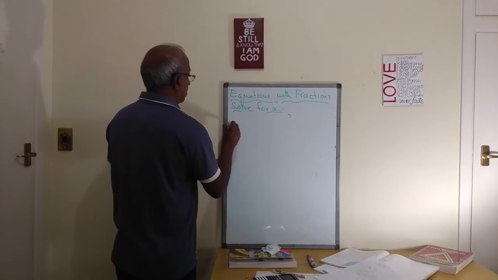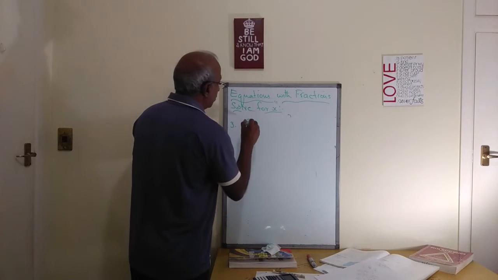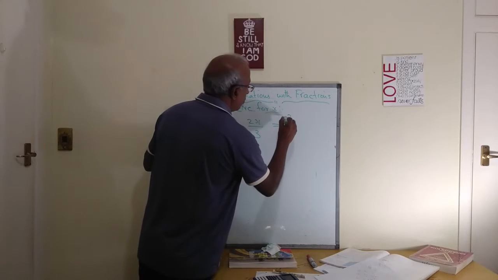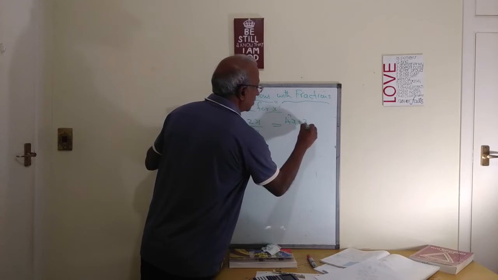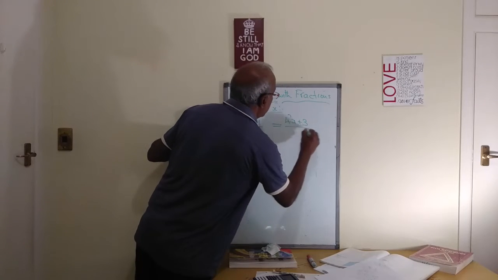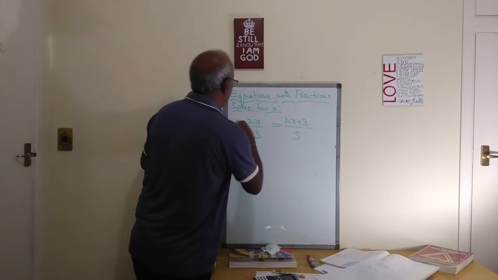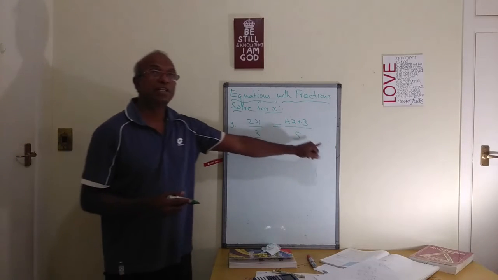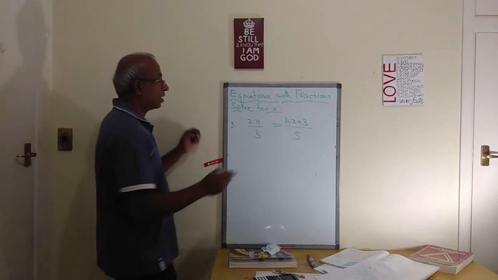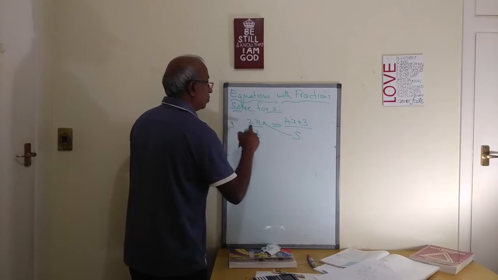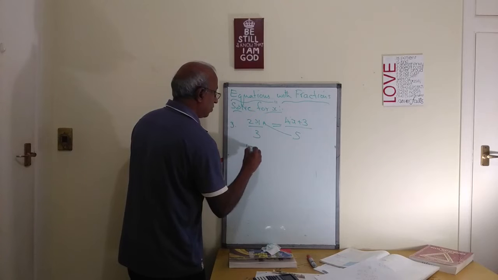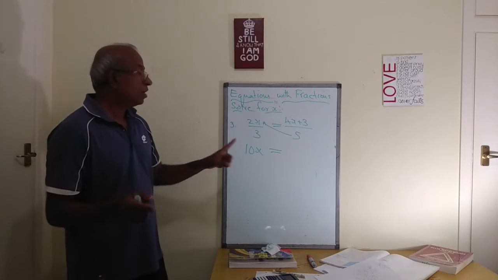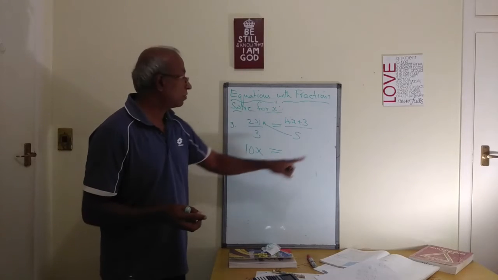Okay. Number 3. 2x over 3 equals 4x plus 3 divided by 5. We can use the same method. Left hand side is a fraction, right hand side is also a fraction, cross multiply. Multiply this way first. 2x times 5, you have 10x. Put that equal sign. You know why we cross multiply? To get rid of the denominator. That's why we are cross multiplying.